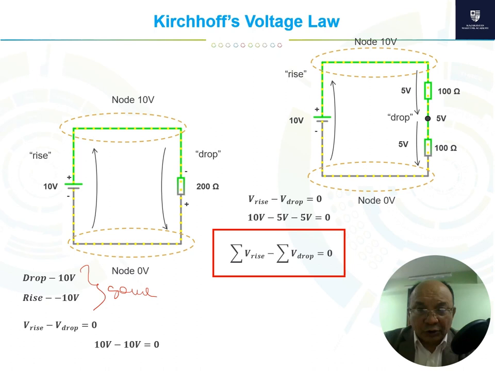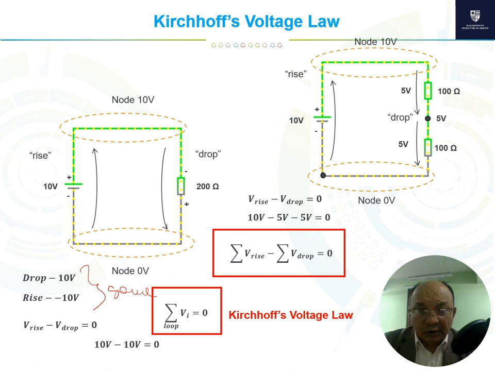So for this part we can take a node, and we can go through this loop. So here is 10 volts, voltage drop 5 volts, 5 volts, and equal to zero. And we say that the sum of voltages in the loop equals zero. So this is Kirchhoff voltage law. And we can start from either point, and it will always be true that the sum of the voltages in the loop equals zero.